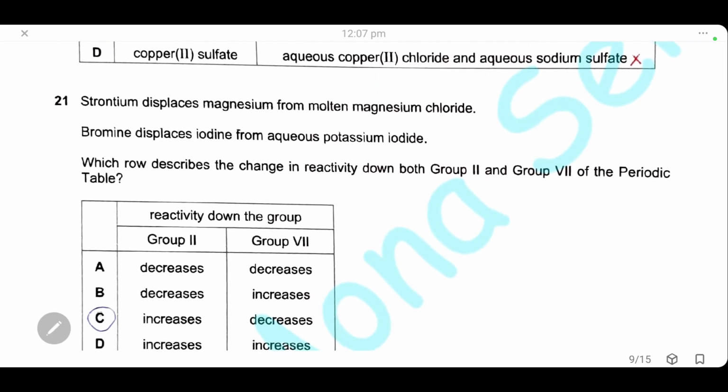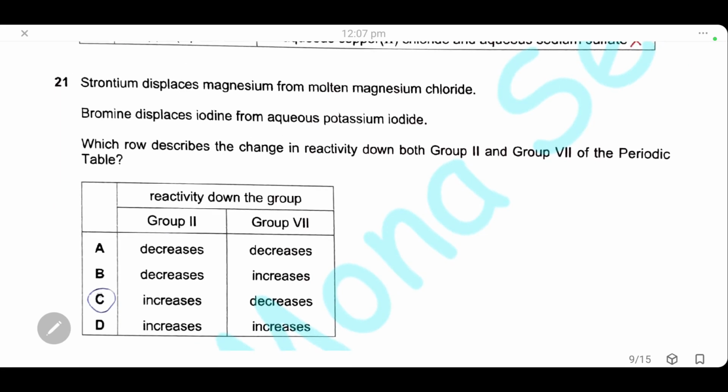Question 21. Strontium displaces magnesium from molten magnesium chloride. So strontium is more reactive than magnesium. It displaces the magnesium from magnesium chloride. And bromine displaces iodine from aqueous potassium iodide. Which row describes the change in reactivity in group 2 and group 7?